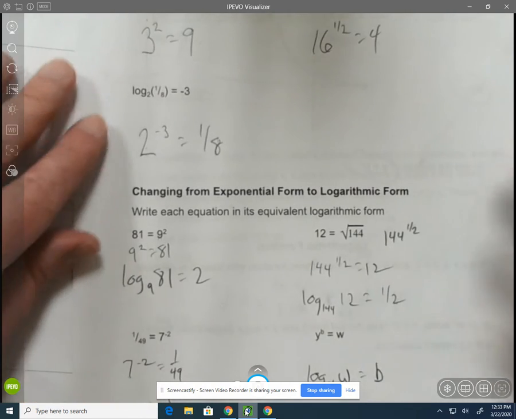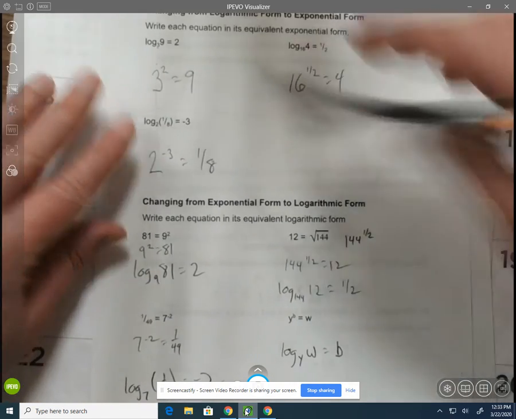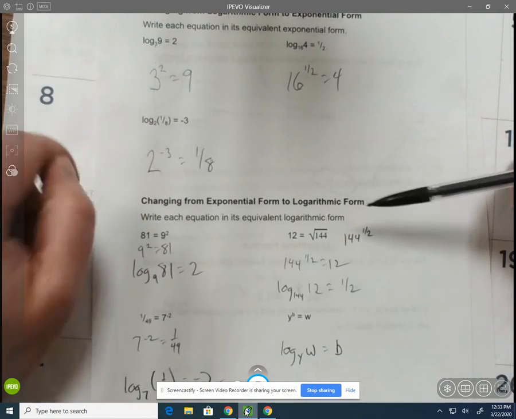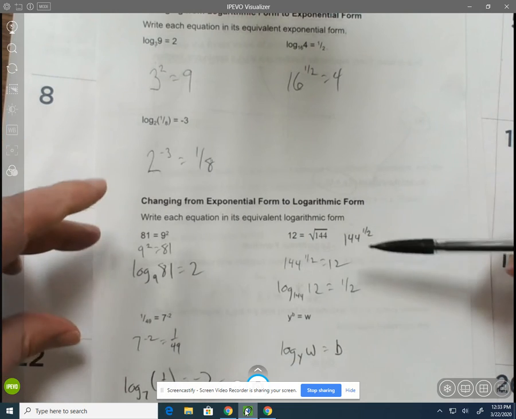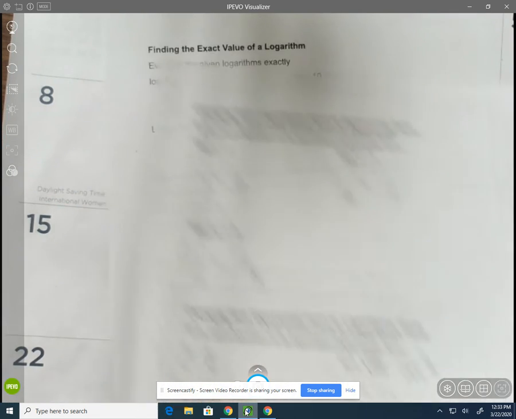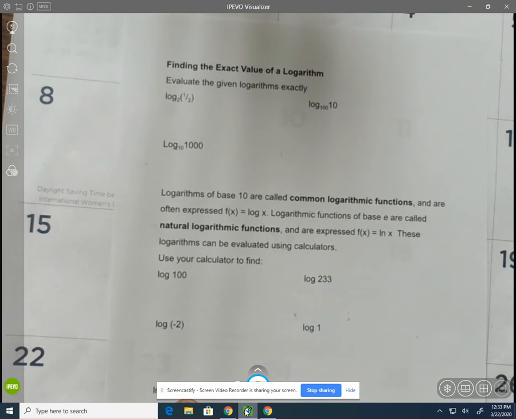So again, one of the things that you're going to be working on in your homework is going back and forth between these two. If I give it to you in logarithmic form, can you write it in exponential form, and vice versa? If I give it to you in exponential form, can you write it in logarithmic form? And now there'll be some things to evaluate.